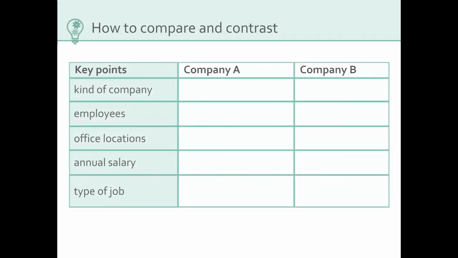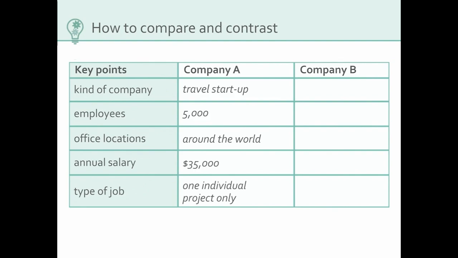In order to compare and contrast items, first list the details. Here are two companies. Company A is a travel startup with 5,000 employees and offices around the world. The job pays $35,000 a year with full responsibility for one project. Company B is a startup tech company with 5,000 employees in one office in London. The job pays $30,000 a year for working on group projects.